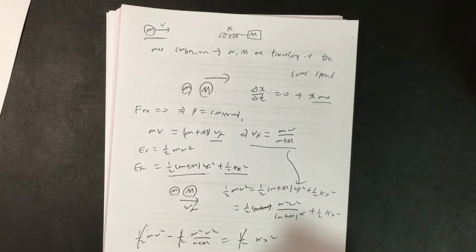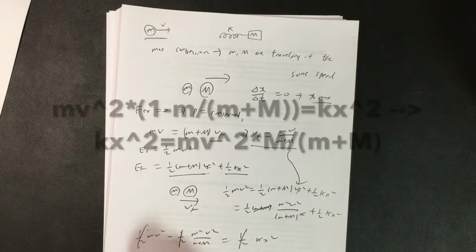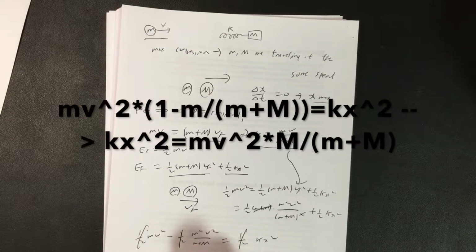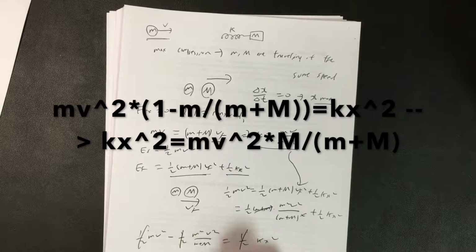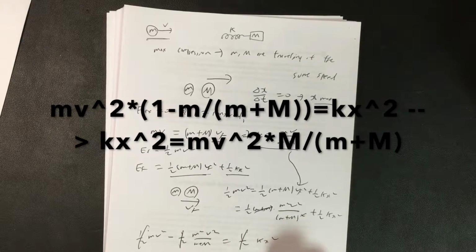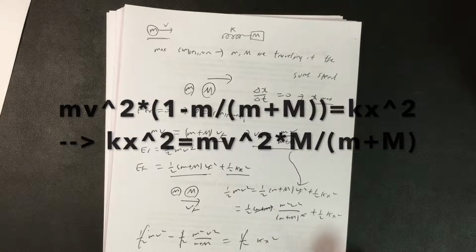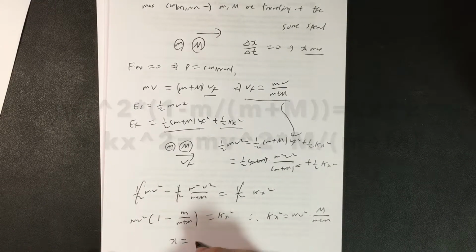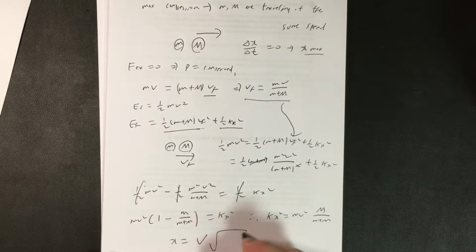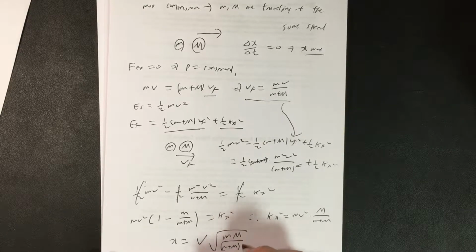Canceling off the 1/2 and factoring out the mv squared here, I get mv squared times (1 minus m over (m + M)) equals kx squared. And therefore, kx squared equals mv squared times M over (m + M). And solving for x, x equals v times the square root of mM over ((m + M) k).